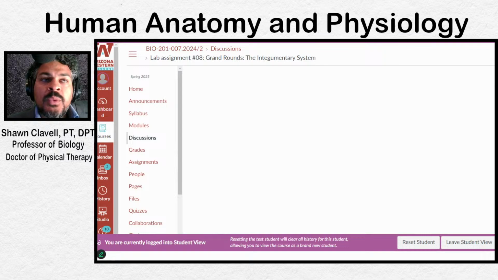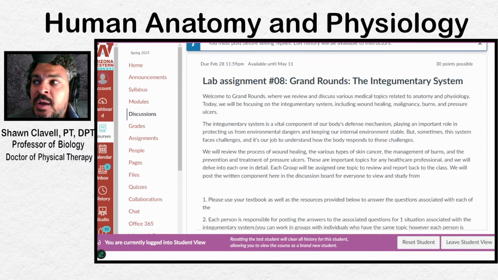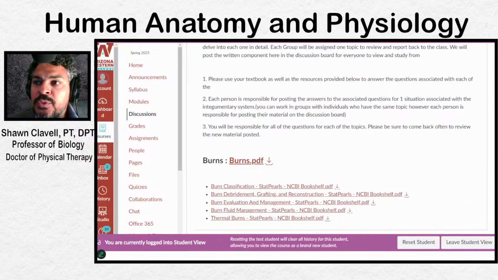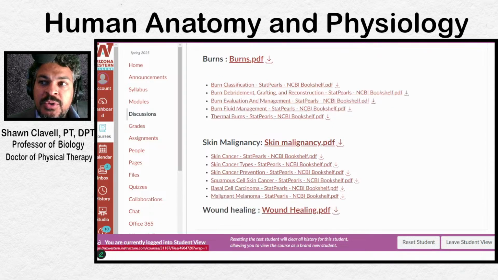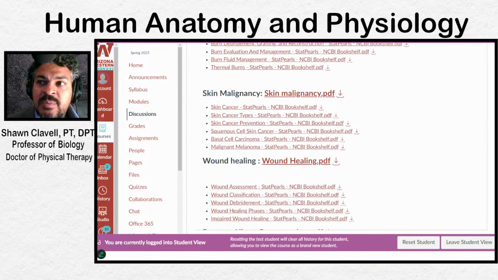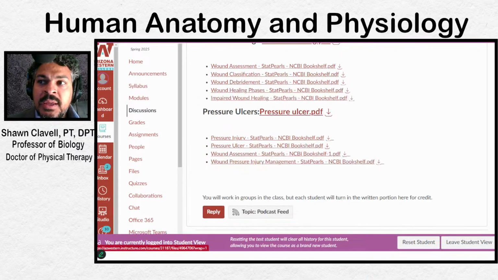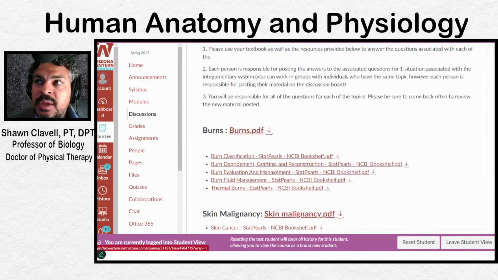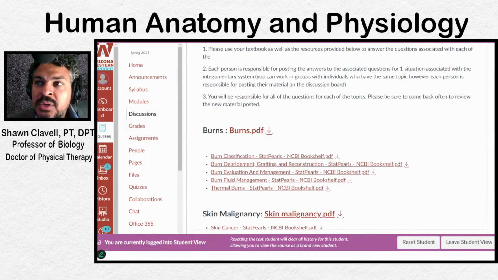It's not one of the scientific interactives, but we've got a post here, so you'll be put into groups. Group number 1 is burns. Group number 2 is skin malignancy. Group number 3 is wound healing. Group number 4 is pressure ulcers. So you'll be getting into a group there, and you'll post your answers to the questions.